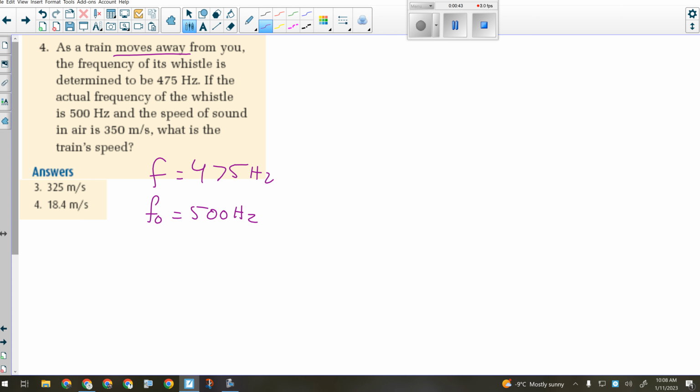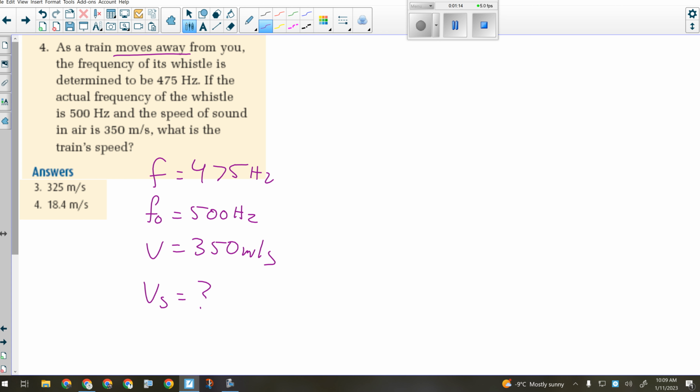Now, even if the wording of that was bad, I know the train's moving away. Should I be able to tell just from that which one's which? I should, because if it's moving away, the one I would hear would be the lower of the two. So even if the wording's bad, if they give you both, you should be able to tell which one's which. We know the speed of sound is 350 meters per second, and we're looking for the speed of the train, which is the source of the waves.